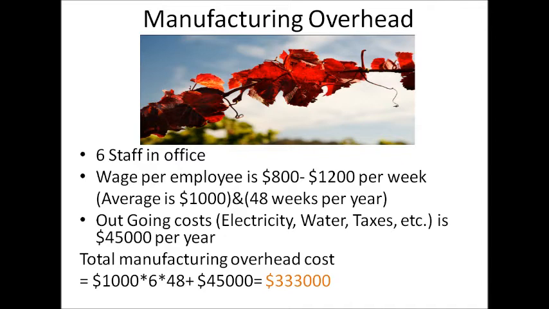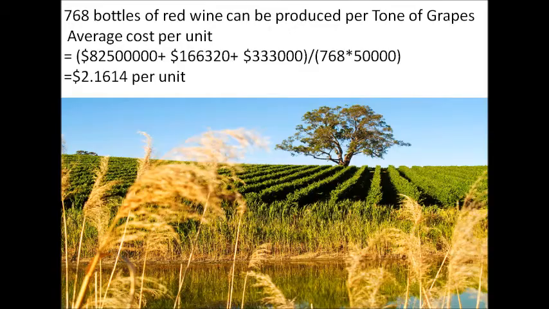The manufacturing overhead includes the manager wages in the office and the utility cost, but John usually calls the utility cost outgoing cost. There are 6 staff in John's office working for him. The wage per employee is $800 to $1,200 per week. So the average is $1,000, and they usually work 48 weeks per year. The outgoing costs include electricity, water, and taxes, which is totally $45,000 per year. So the total manufacturing overhead cost is $1,000 times 6 times 48 plus $45,000, so I get $333,000.